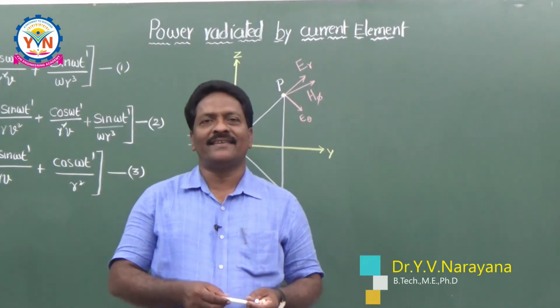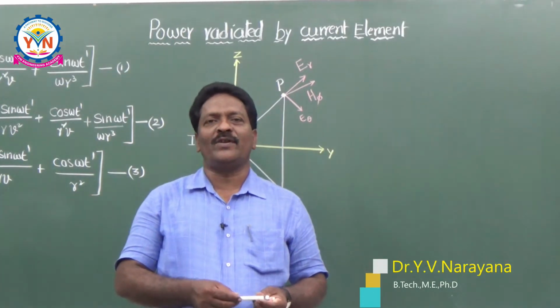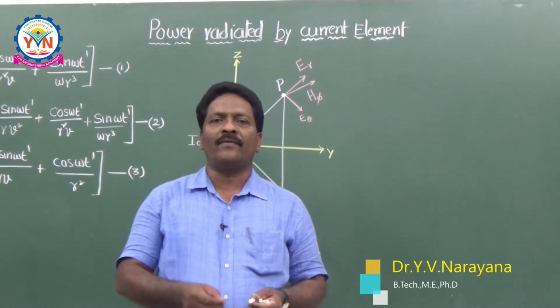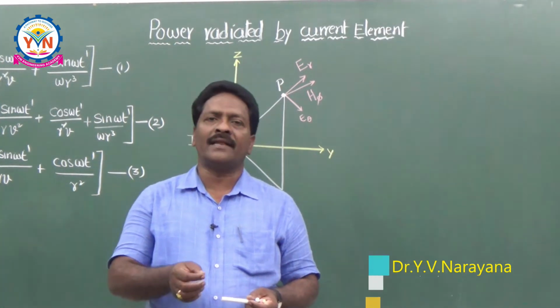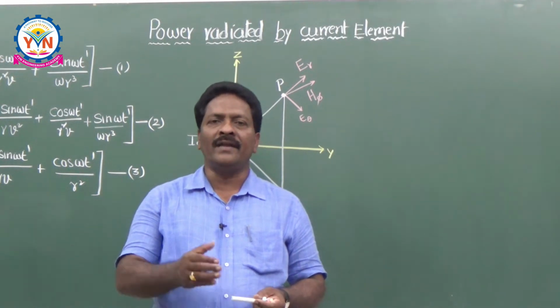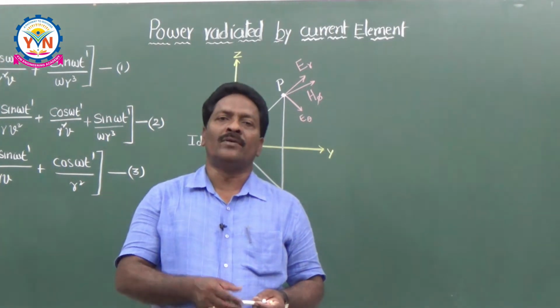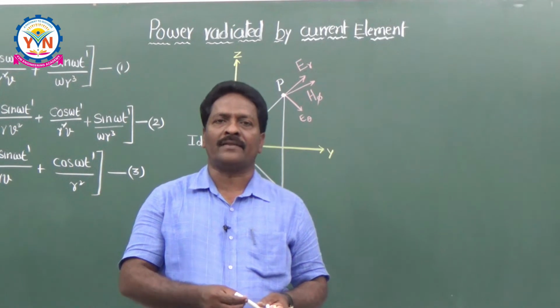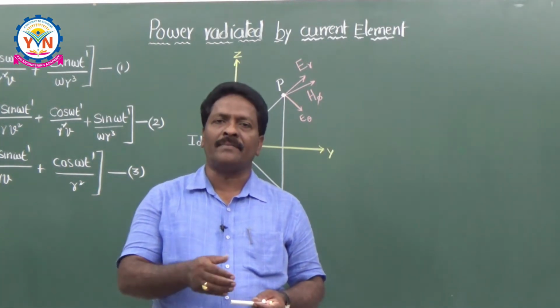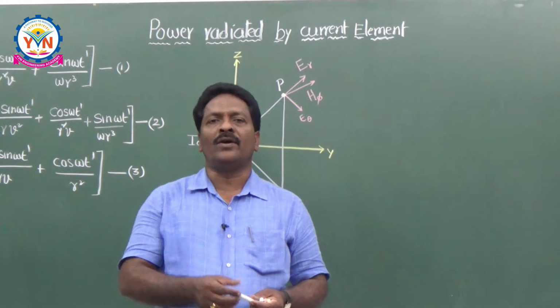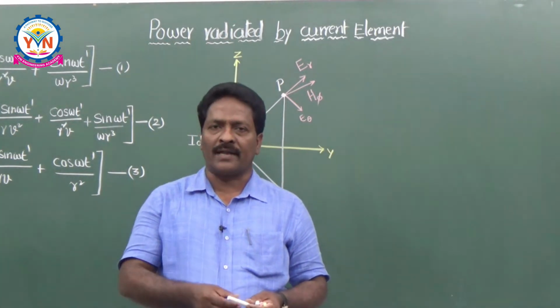Dear students, in this class, we are going to see the concept of the power radiated by an alternating current element. Already in the last class, we have seen the fields of this current element, both electric fields and magnetic fields. And if you want to calculate the power radiated by this current element, then definitely you have to use your Poynting theorem to calculate.